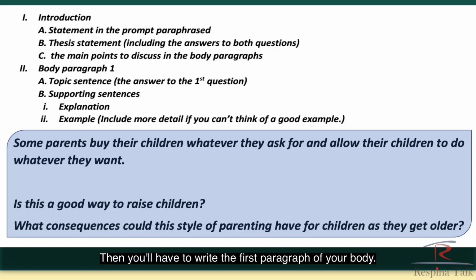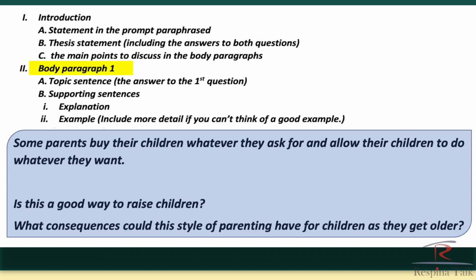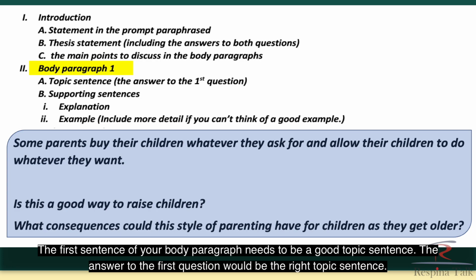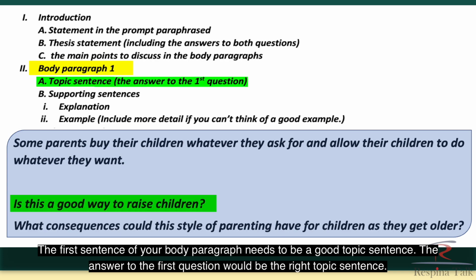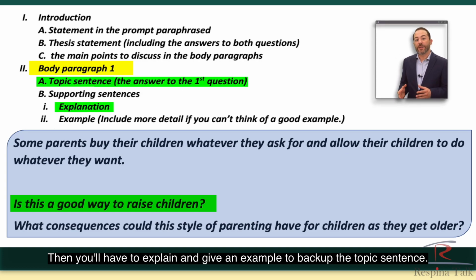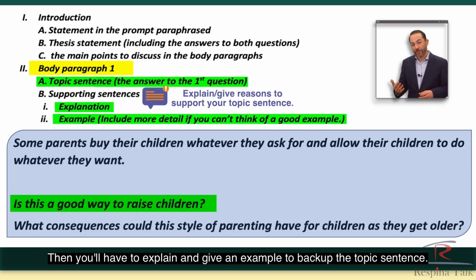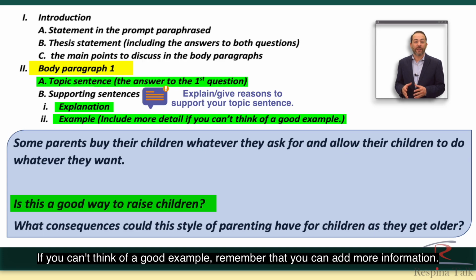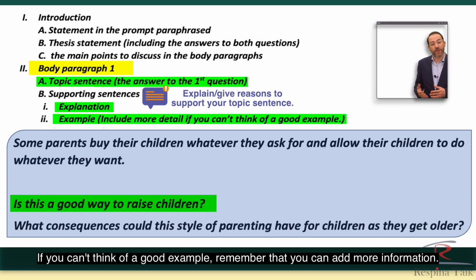Then you'll have to write the first paragraph of your body. The first sentence of your body paragraph needs to be a good topic sentence. The answer to the first question would be the right topic sentence. Then you'll have to explain and give an example to back up the topic sentence. If you can't think of a good example, remember that you can add more information.